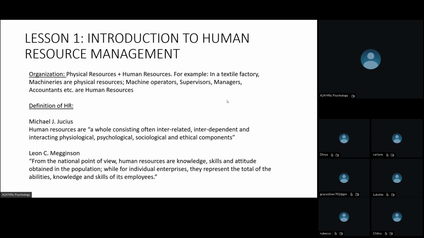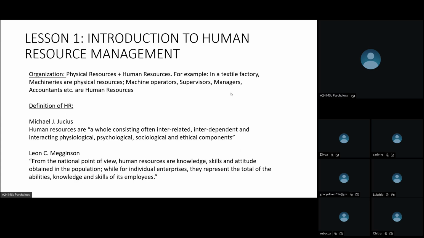And for individual enterprises, such as any organization, if we take for example, they represent the total abilities, knowledge, and skills of its employees. So whatever the workforce the organization has, workforce is nothing but all the employees in the organization. All the individual people in the workforce, whatever their abilities, knowledge and skills may be, those all contribute to the human resources function of that particular organization. So this is how our book has given definitions.